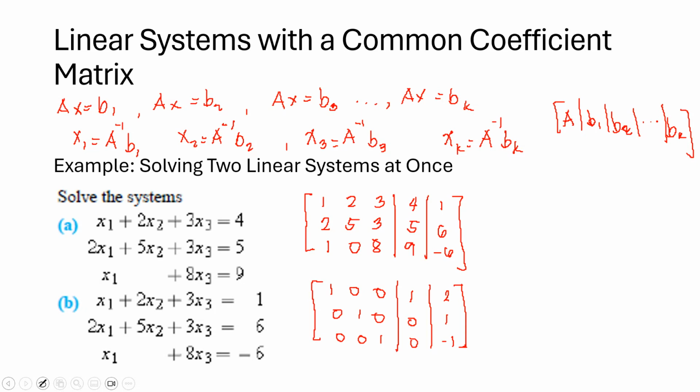So it follows from the last two columns that the solutions of the systems are, for A, x sub 1 is equal to 1, x sub 2 is equal to 0, and x sub 3 is equal to 1. And for B, x sub 1 is equal to 2, x sub 2 is equal to 1, and x sub 3 is equal to negative 1.